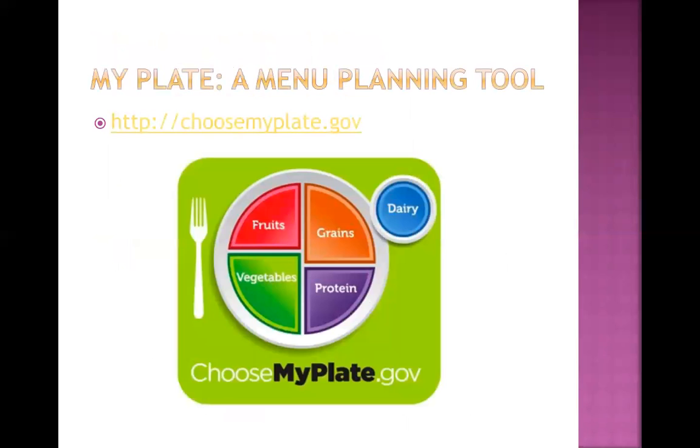My Plate. So how does our government suggest we meet all these goals? Well, they have created a very cool website that has so many different things to help us do this. It's choosemyplate.gov. They've also created this picture of the actual plate to go with it. And the plate is meant to represent what a typical meal would look like on a day-to-day basis.